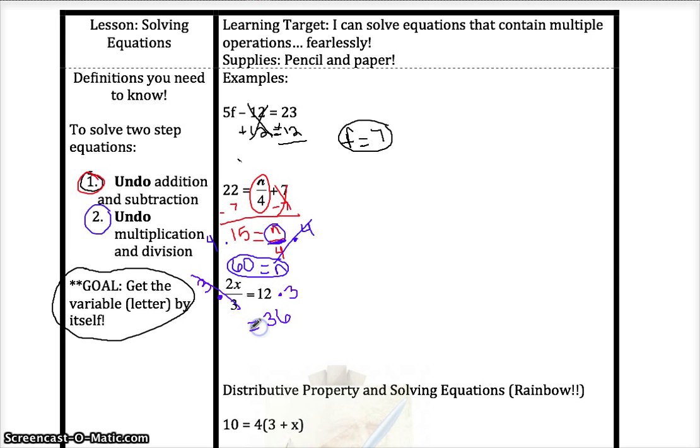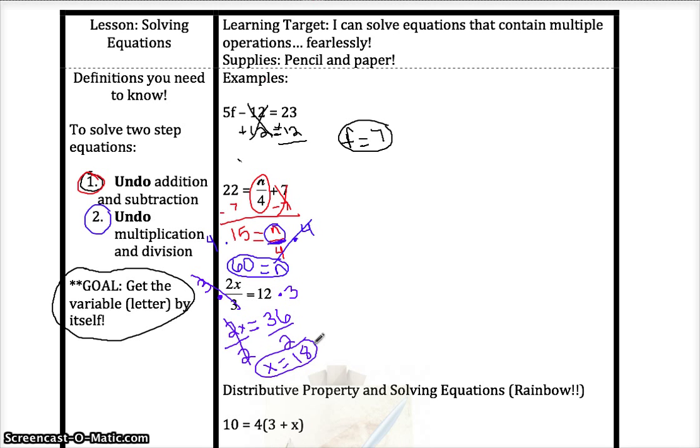36 equals 2x. And then I need to still look for any more multiplication and division because x is not by itself yet. The variable is not by itself, and that's our goal. So our next step is to divide by 2 because 2 is being multiplied by x, and the opposite of multiplication is division. So 2 divided by 2 is 1, so those go away. And then I have to do the same thing to the other side. So x equals 36 divided by 2, which is 18. So x equals 18.